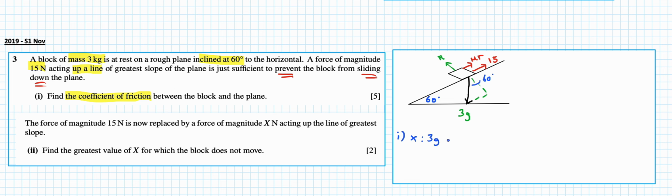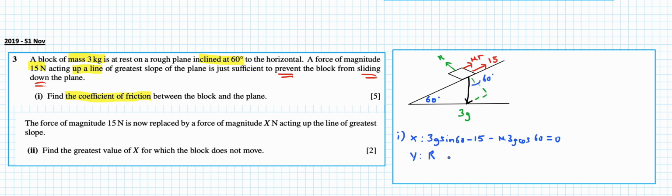Okay, looking at parallel. Our component of 3g sine 60, minus the 15, minus μ, then the component for R, which is 3g cosine 60, is all equal to 0. Of course, 3g cosine 60 is the value for R. That's the component going down perpendicular, I mean. And of course, on your exam, you can write these more clearly and more easily.